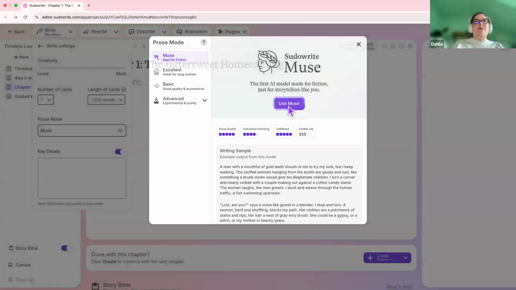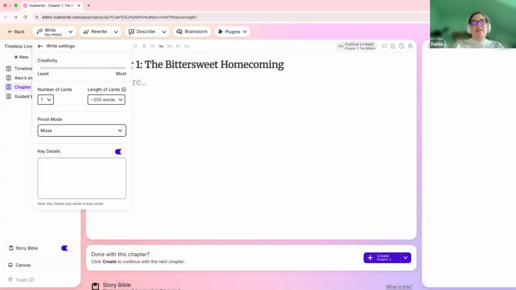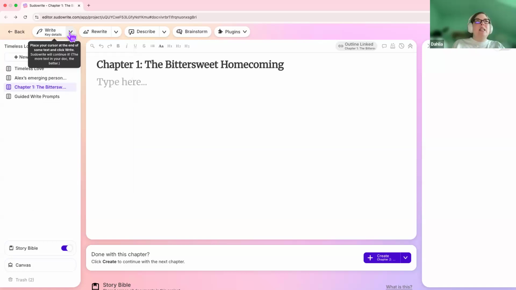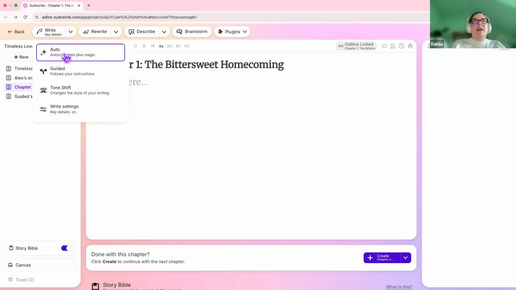Okay. If there are no further questions, I think we're ready to move on to the different writing modes that you can find here. We have auto write, guided write, and tone shift. Auto write is, as the prompt already said, basically autocomplete plus magic. It continues your story logically based on the existing context.